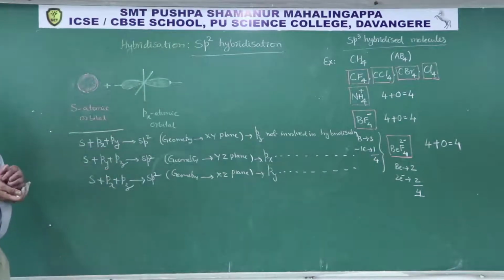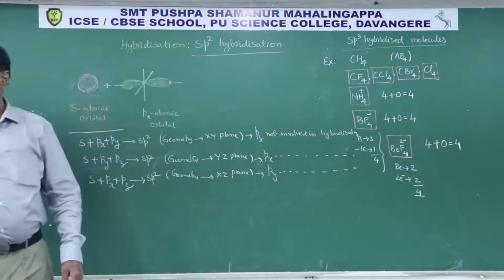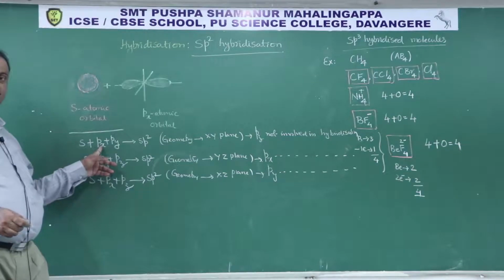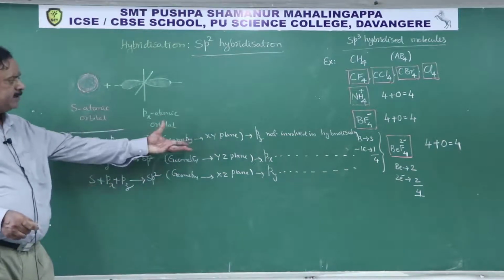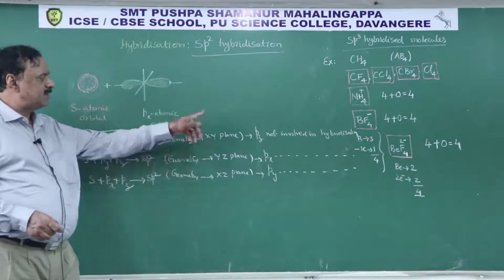Is it clear? Therefore, depending upon the type of the atomic orbitals and the direction of the atomic orbitals, we can predict the geometry, which is planar, and which plane it is present in.